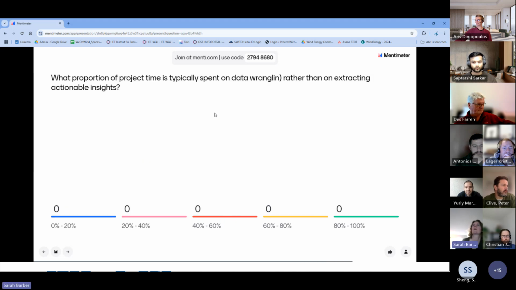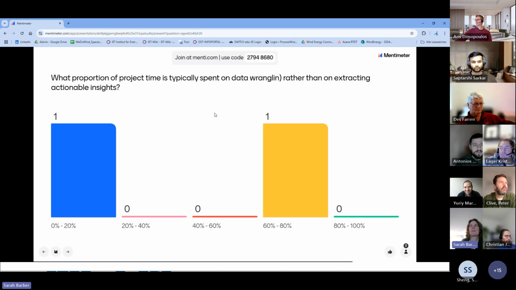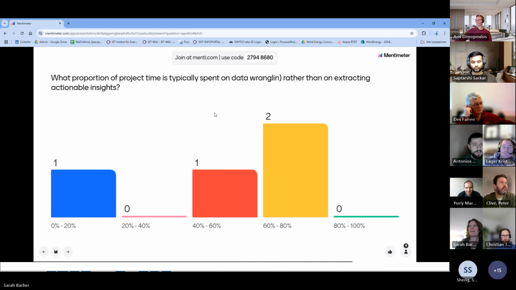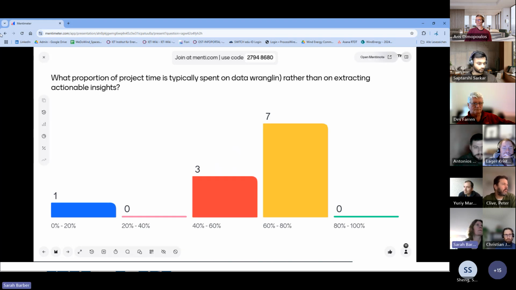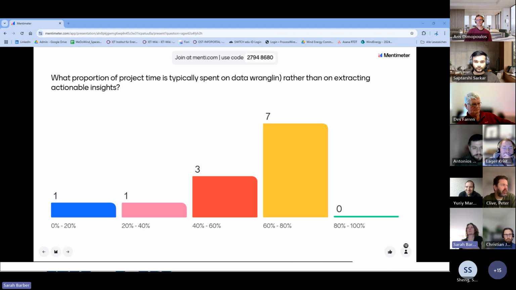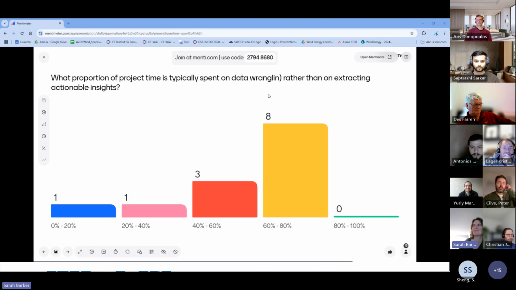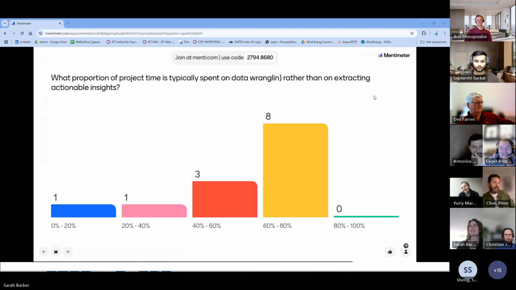Okay. And then I think we asked this question in the registration anyway, didn't we? But anyway, what proportion of project time is typically spent on data wrangling rather than on extracting actionable insights? What percent? This is good. This is providing me good inputs for the launch of the We Do Wind ecosystem, which I'm going to tell you about in a minute anyway, where I'm saying, do you spend 80% of your time wrangling data? Lots of people still do.